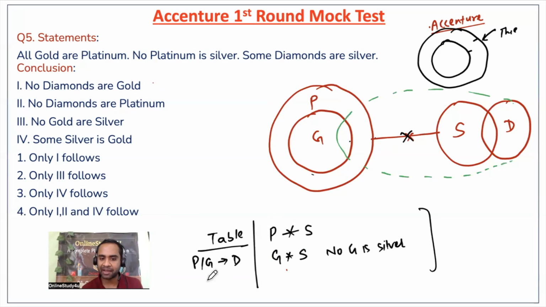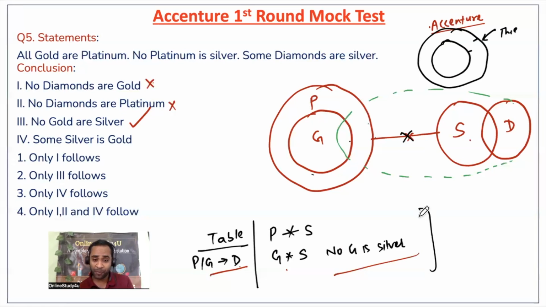So make a table. In the table they're telling diamond and gold, right? So diamond and gold relation has not been given, so you do not have to even think, you can directly mark that this does not follow. No diamond or platinum, so diamond and platinum relation also has not been given, you can directly mark it does not follow. No gold or silver, so platinum does not have any relation with silver, gold is inside, gold also will not have any relation with silver.